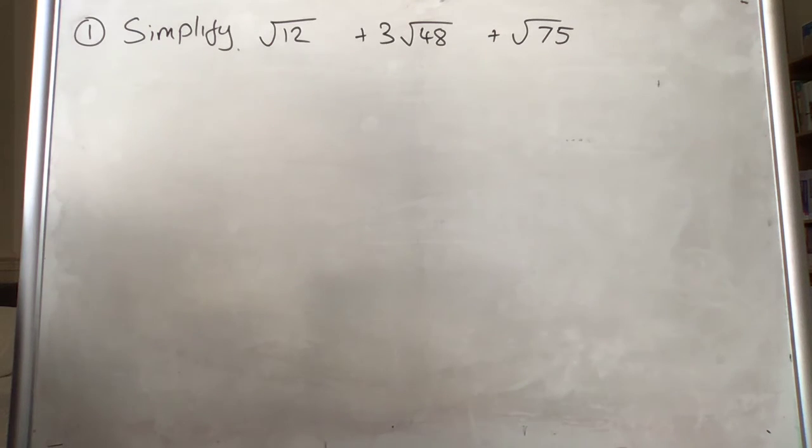In this video, we're going to be doing some questions on surds. And the first question tells us to simplify the square root of 12 plus 3 times the square root of 48 plus the square root of 75.